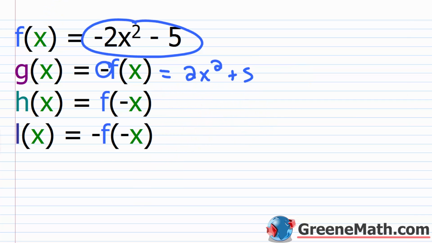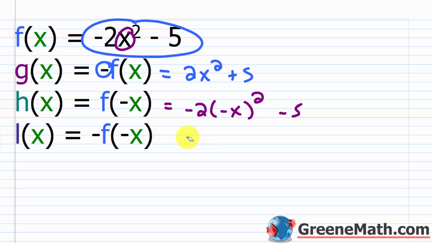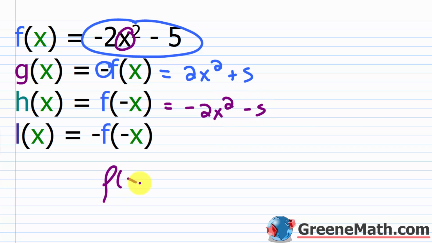Let me do this one now, in a different color. Now we have f of negative x. What would happen if I plugged in a negative x where I have that x? The answer is nothing, because the negative is going to be squared. It has no effect. So I can just write this as negative 2x squared minus 5. Essentially, f of negative x is equal to f of x, and there's a special name for this. When we get to even and odd functions in the next section, we'll talk about this specifically.